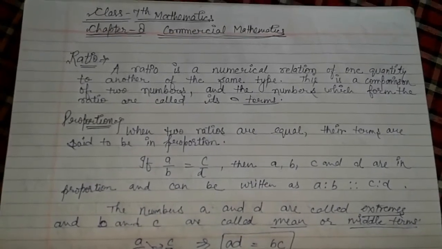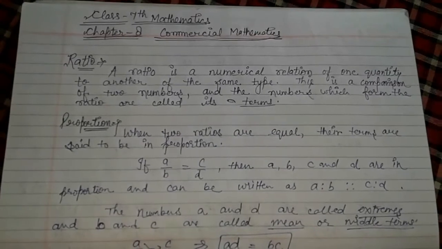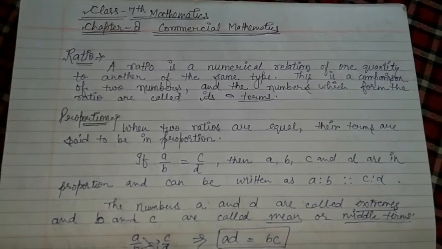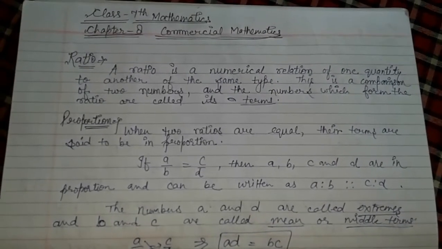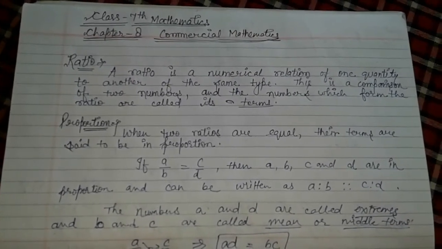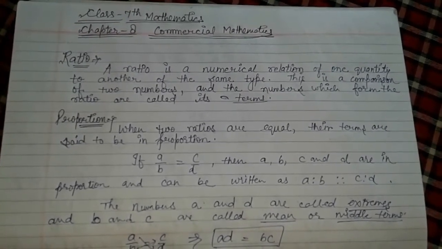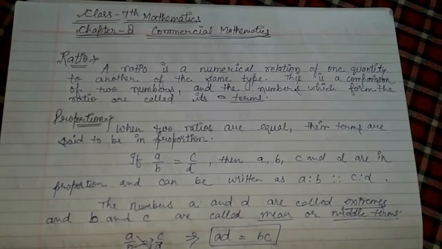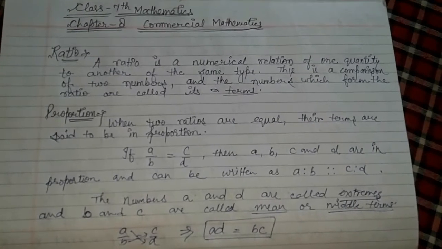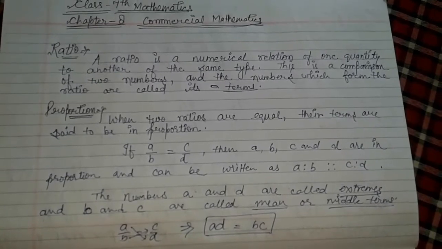At first, let's understand some terms. Ratio. A ratio is a numerical relation of one quantity to another of the same type. This is a comparison of two numbers, and the numbers which form the ratio are called its terms. Proportions. When two ratios are equal, their terms are said to be in a proportion.